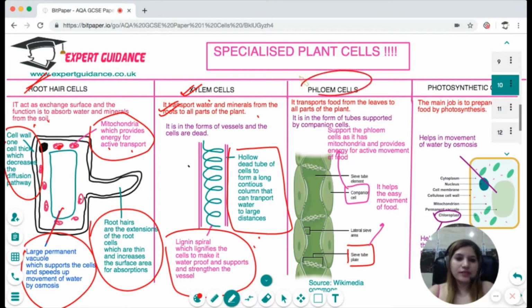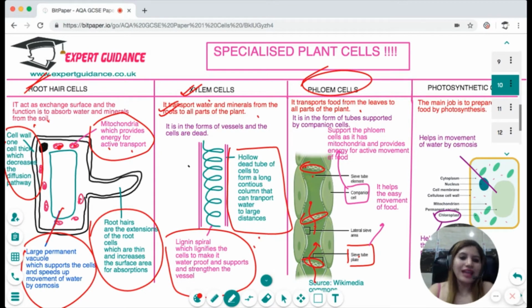The phloem cell is again a transporting tissue, but its function is to transport food from the leaf to all parts of the plant. Now, the phloem has lost the majority of its cell content so that it can have more room for the food. The cells at the periphery are in the form of the sieve tube, and the cells at the end of the sieve tube are broken to form a sieve plate so that the food can easily percolate.